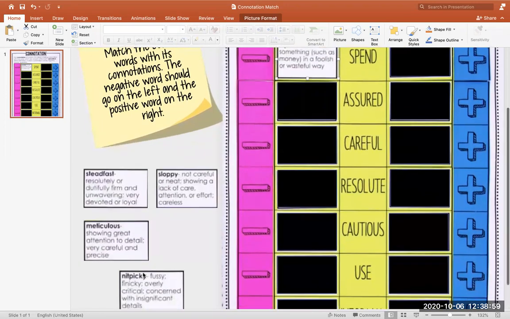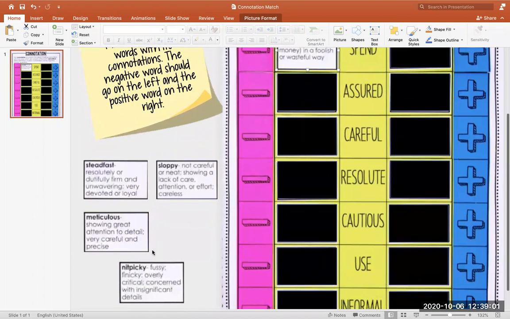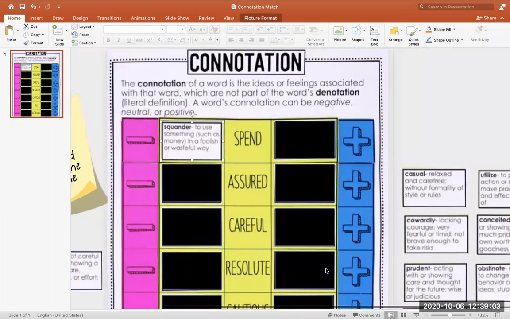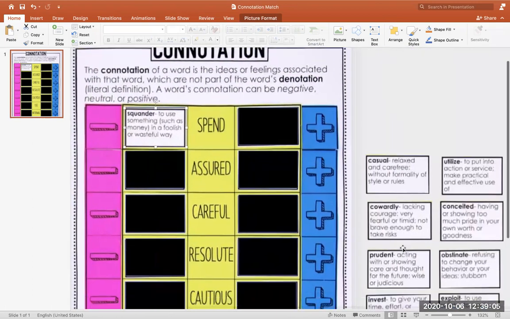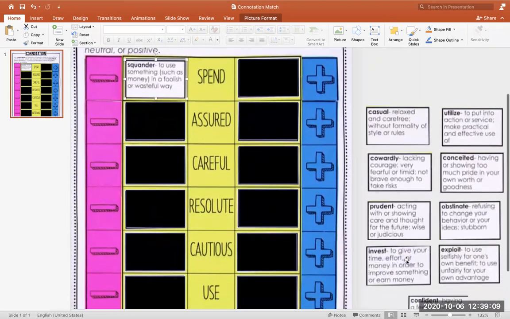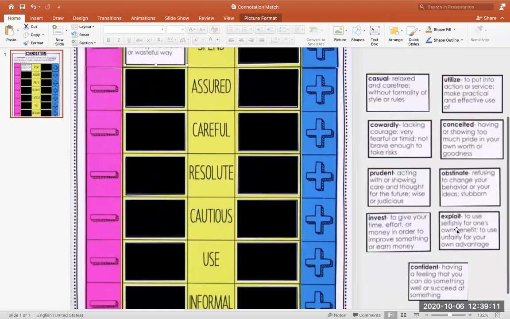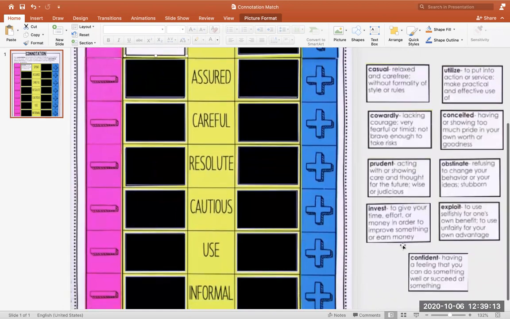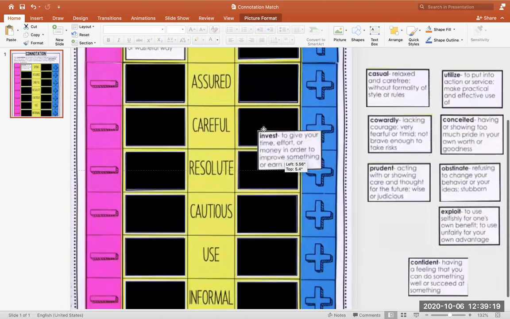And then the last one over here was nitpicky, and that doesn't have anything to do with money. So then you're going to go over to the other side and see if there's something else having to do with money and spending. All right, so the only one that I see would be invest. So give your time, effort, or money in order to improve something or earn money.